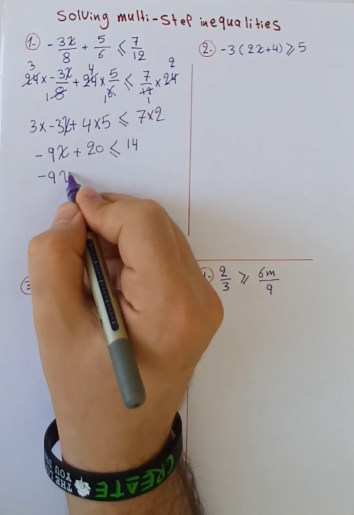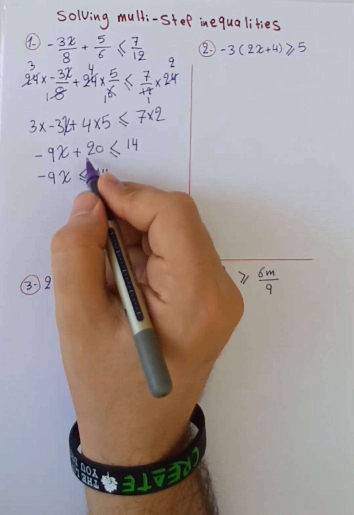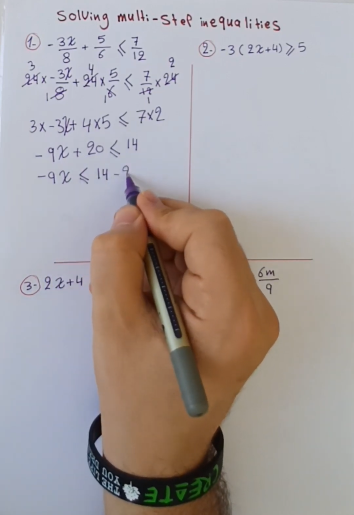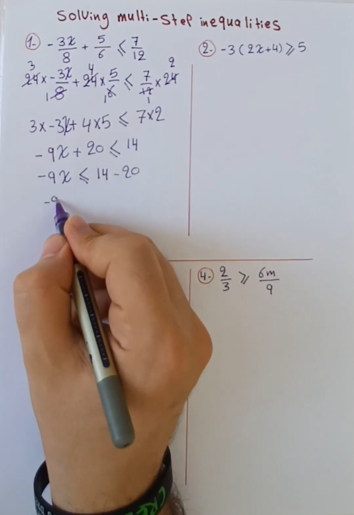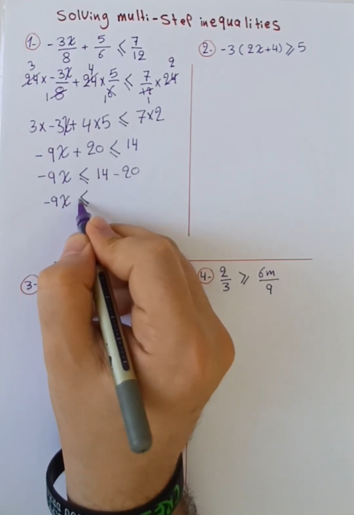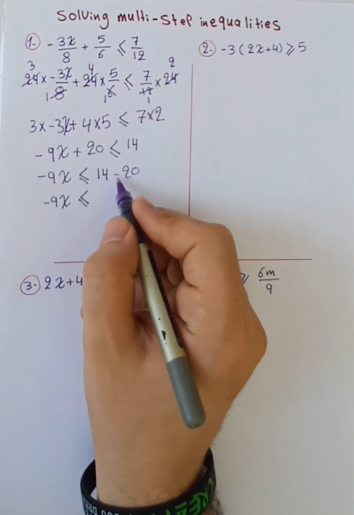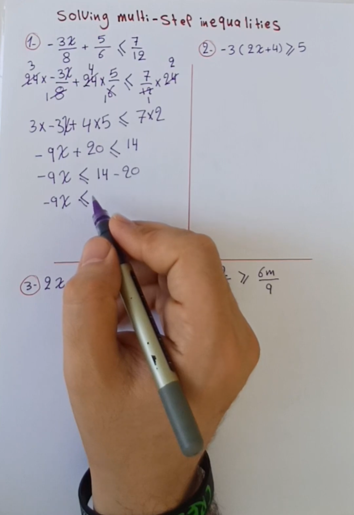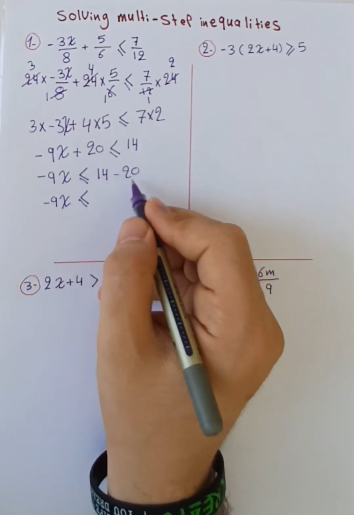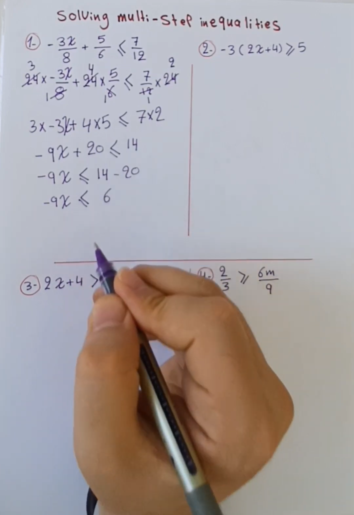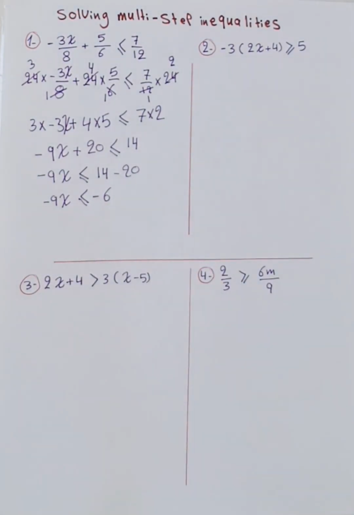Negative 9x less than or equal to 14. We have to move positive 20 to the other side, and it becomes negative 20. So negative 9x less than or equal to 14 minus 20, which equals negative 6, because we subtract these two numbers: 20 minus 14 is 6, and the sign of the larger number, 20, is negative.